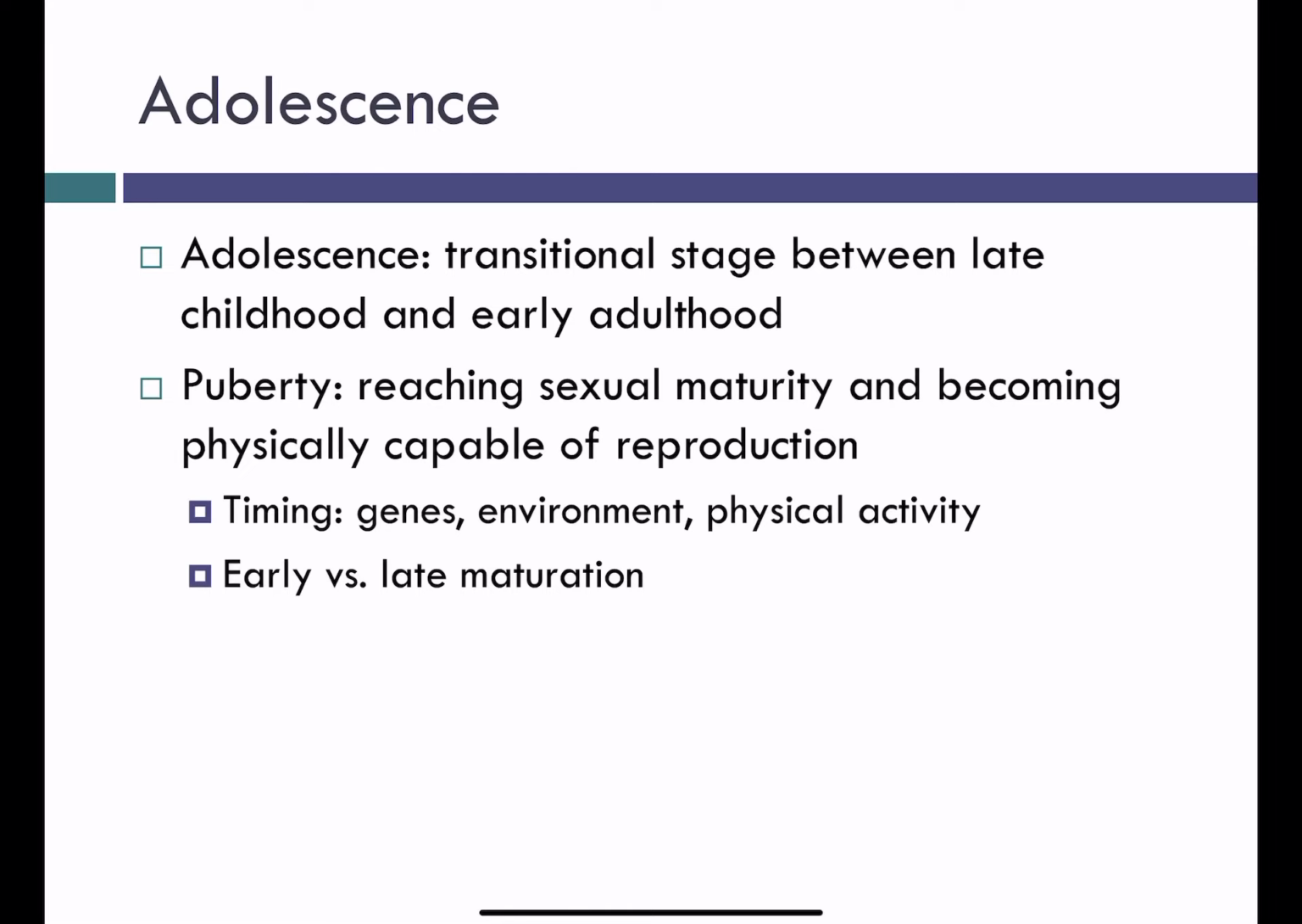Generally girls reach puberty or start puberty earlier than boys. But this can also be affected by genetics. There's even some evidence for the environment influencing this. So things like nutrition and living standards and physical activity also influences the timing of puberty.